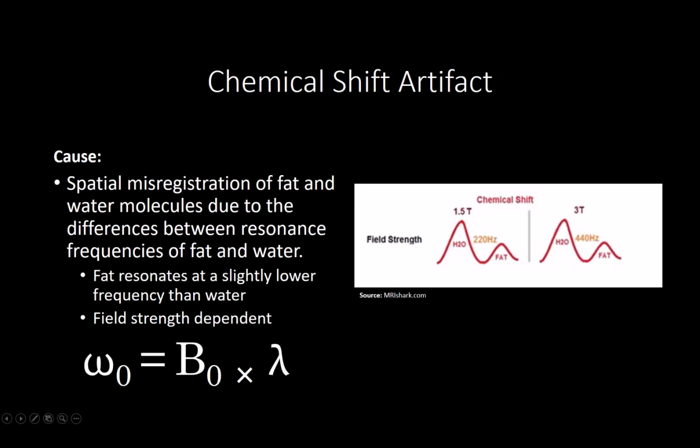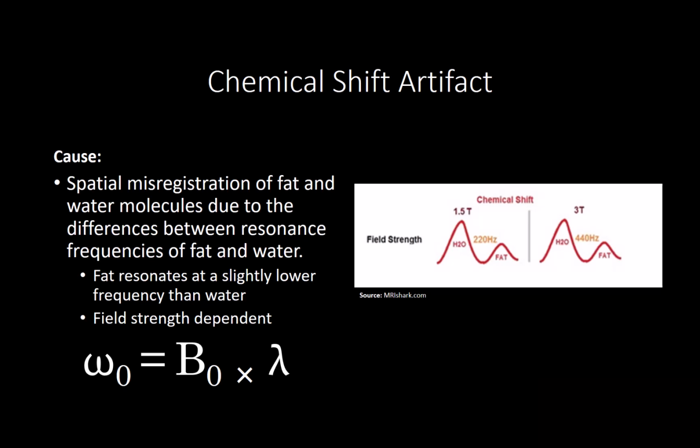Chemical shift artifact is caused by spatial misregistration of fat and water molecules due to the differences between resonant frequencies of fat and water. As a review, fat resonates at a slightly lower frequency than water. This is due to it being a large molecule that has a slower tumbling rate than water. Water is also polar, which makes it more magnetically susceptible, which causes it to have a higher precessional frequency.